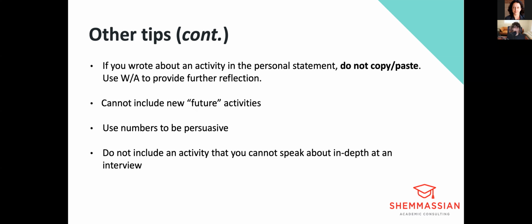So be honest. If you wrote about an activity in the personal statement, don't copy and paste it, right? So add a different angle. And this comes up a lot. Like, if I wrote something in my personal statement, can I also write about it in the work activity section? Can I write about it in the most meaningful section? Should I save something for the personal statement or the work activities versus writing about it in both? No need to over strategize like this. You can always talk about things from a different angle.